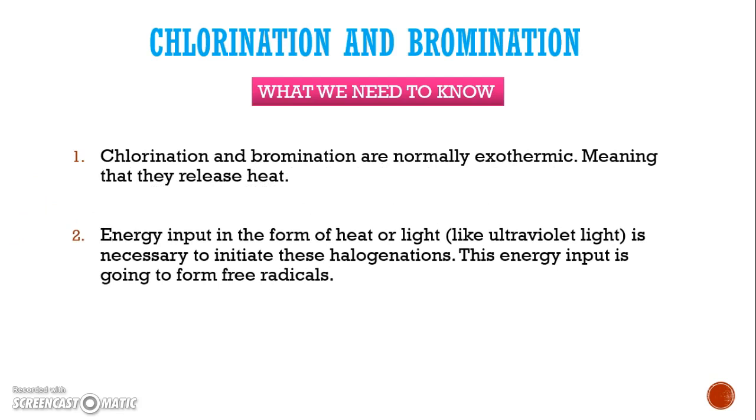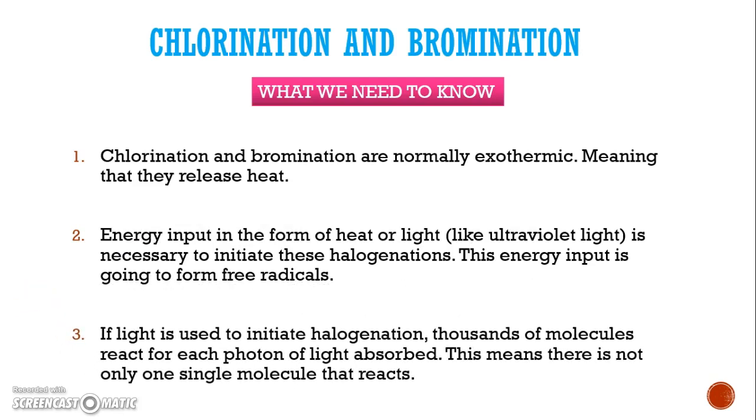Number two, energy input in the form of heat or light, like we already talked about ultraviolet light, is necessary to initiate these halogenations. This energy input is going to form the free radicals we need to begin the reaction. Number three, if light is used to initiate halogenation, thousands of molecules react for each photon of light absorbed. A photon of light is a quantum, a piece of energy. This means there is not only one single molecule that reacts.